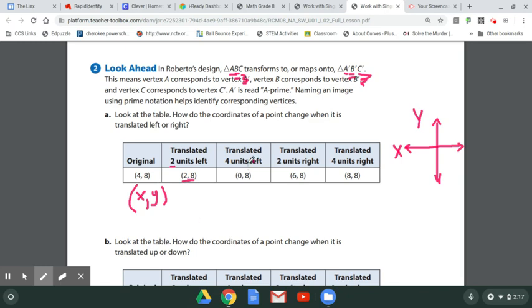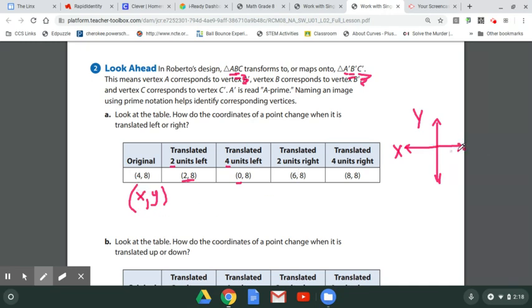Okay. Now we went 4 units to the left. So we look at the, now, okay, left is x getting smaller. So x gets smaller by how many? 4. So we look at this xy, and if 4 gets smaller by 4, we have 0.